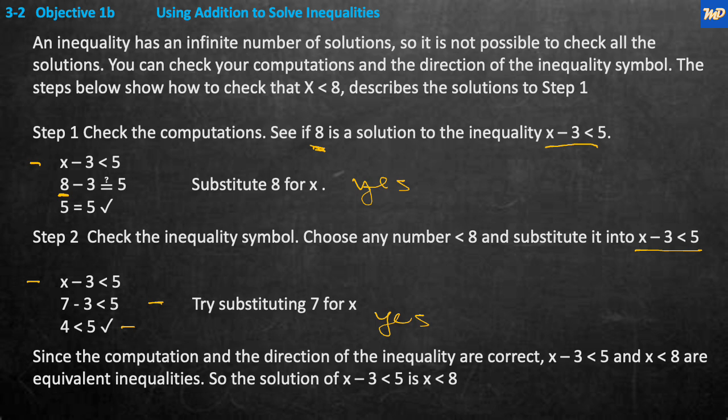Since the computation and the direction of the inequality are correct, x minus 3 less than 5 and x less than 8 are equivalent inequalities. So the solution of x minus 3 less than 5 is x less than 8. We started off with the inequality and we got less than 8 when we solved it in the previous step. Okay, so there it is.